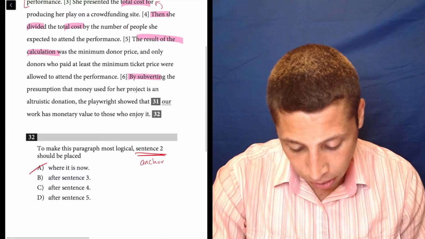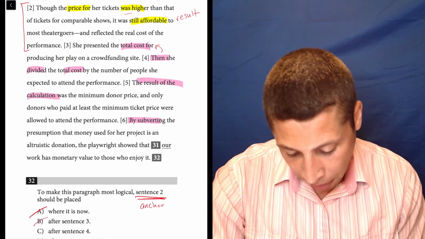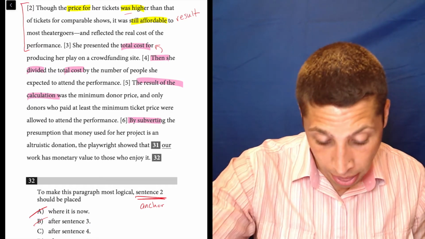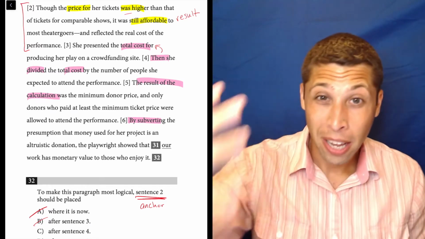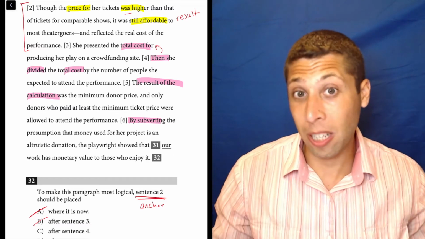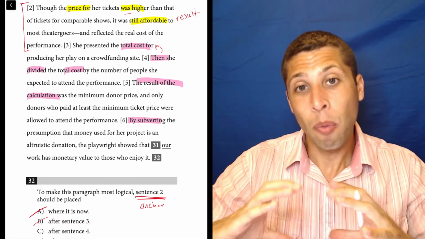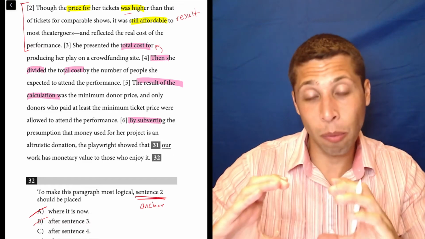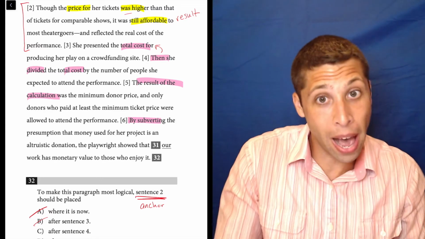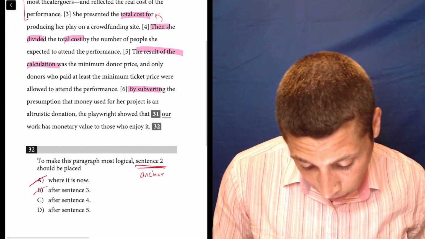So where it is now makes no sense. And I think for that reason, after sentence 3 also doesn't make sense because we're still describing the process. She presented the total cost, then she divided the total cost, right? So there's a sequence here, and that's another thing to think about with these sentence placement questions. It's great to know places where our sentence would fit. We also have to be careful that when we place our sentence somewhere, we don't break apart other sentences that are supposed to stay together, and so this would be a bad placement because it would break apart the connection between sentence 3 and 4.